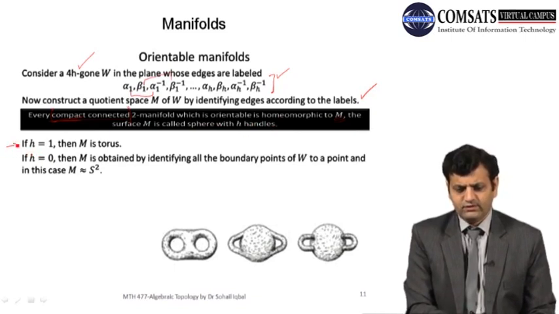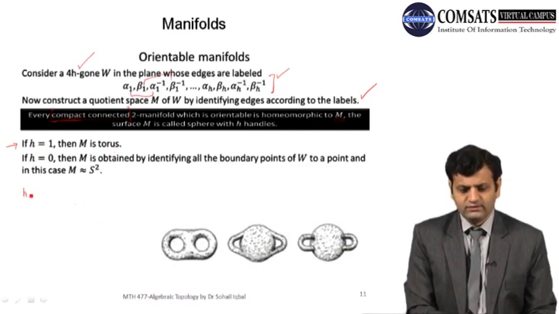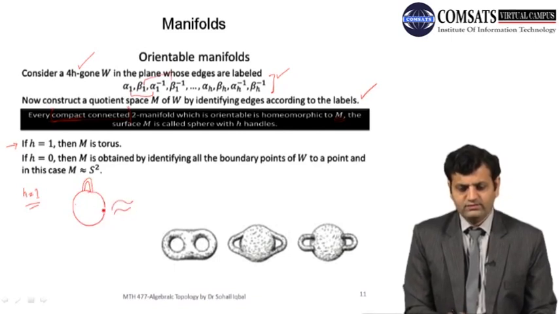Let's consider some particular cases. If H is equal to 1, then M is a torus. So in other words, we can say that it's a sphere. Okay, so the H equal to 1 case is going to be a sphere with one handle on it. So this is the same as a torus.